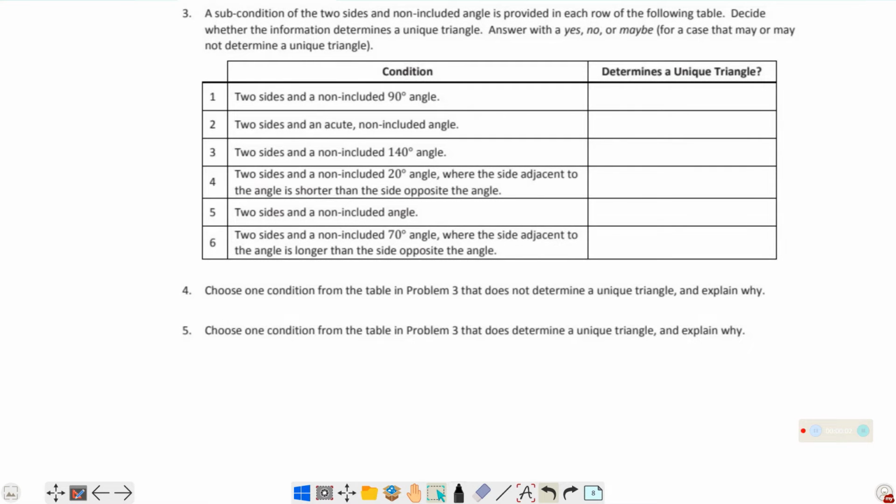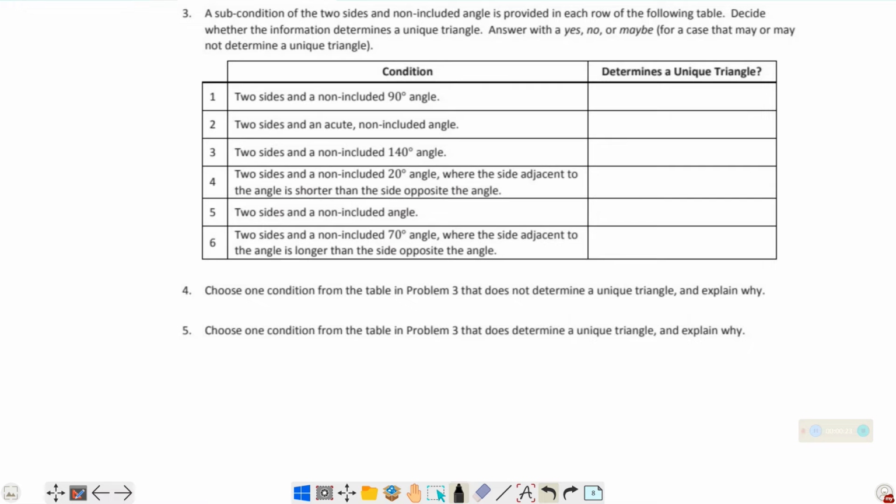A subcondition of the two sides and non-included angle is provided in each row of the following table. Decide whether the information determines a unique triangle. You can answer with yes, no, or maybe. For a case that may not determine a unique triangle, you will answer maybe.